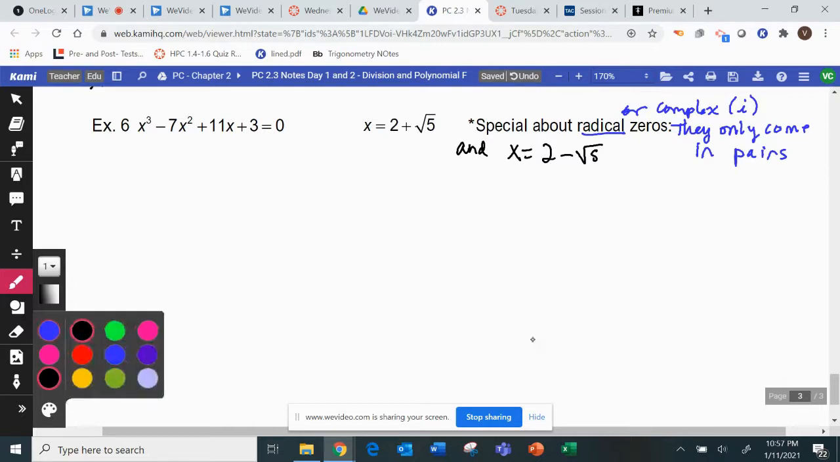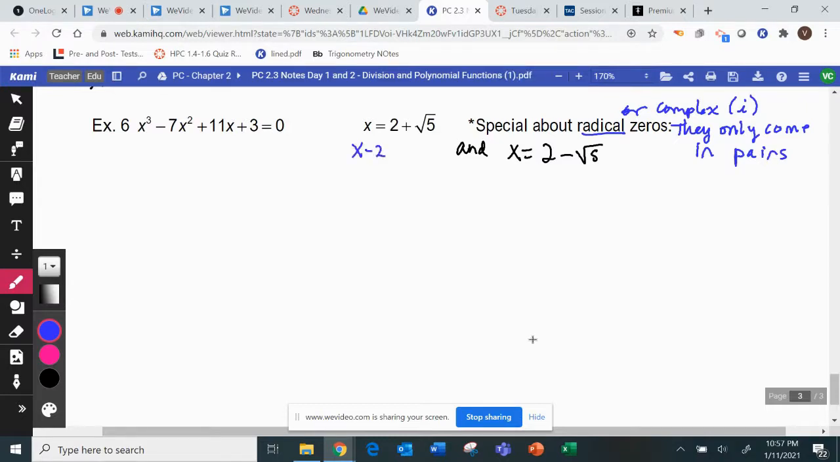So let me write those as factors. I'm going to set it equal to 0, x minus 2 minus square root 5, and then we'll have x minus 2 plus square root 5 as our two factors.